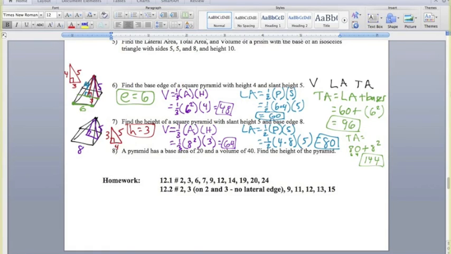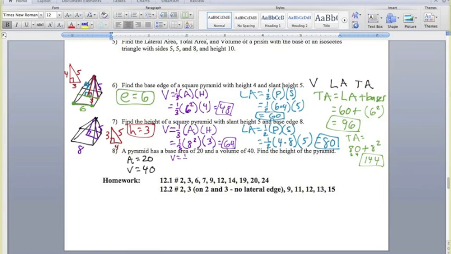This next one, the last one, doesn't tell us it's a square, so the shape could be anything on the bottom. It tells us that the area of whatever it is is 20, and the volume is 40. But it doesn't tell us what kind of shape it is. Since it talks to us about volume, that's where we're going to start, with our volume formula.